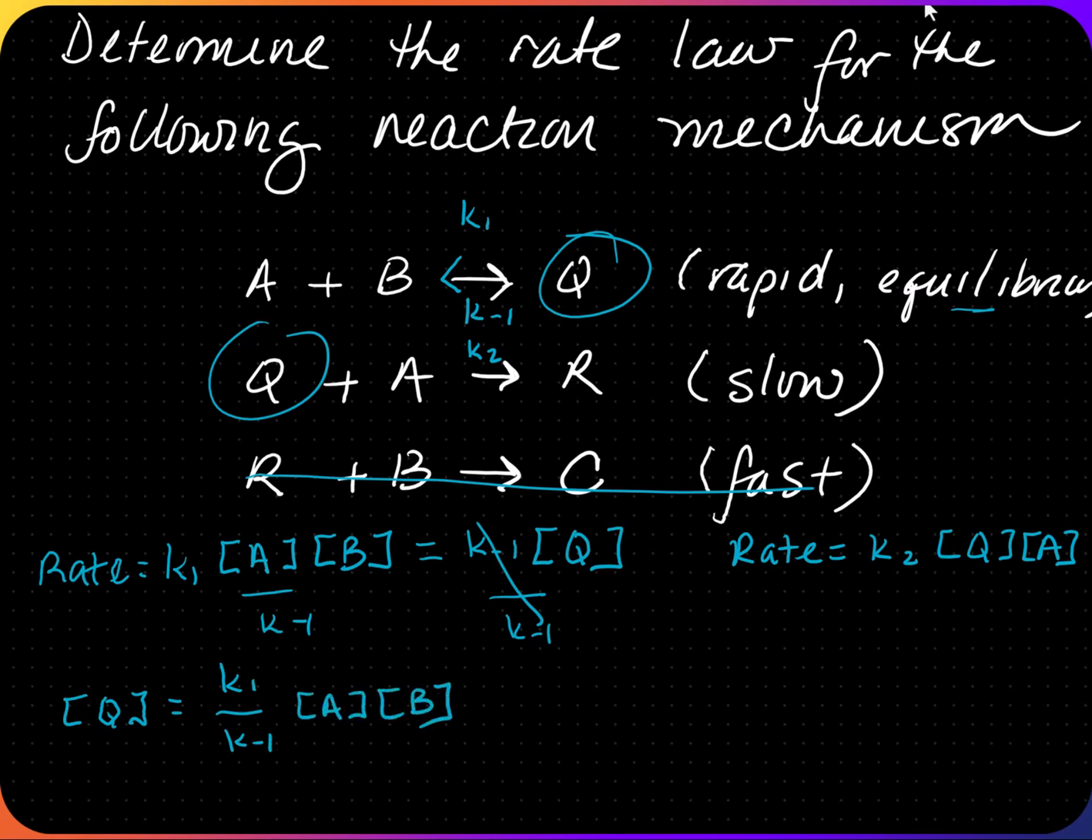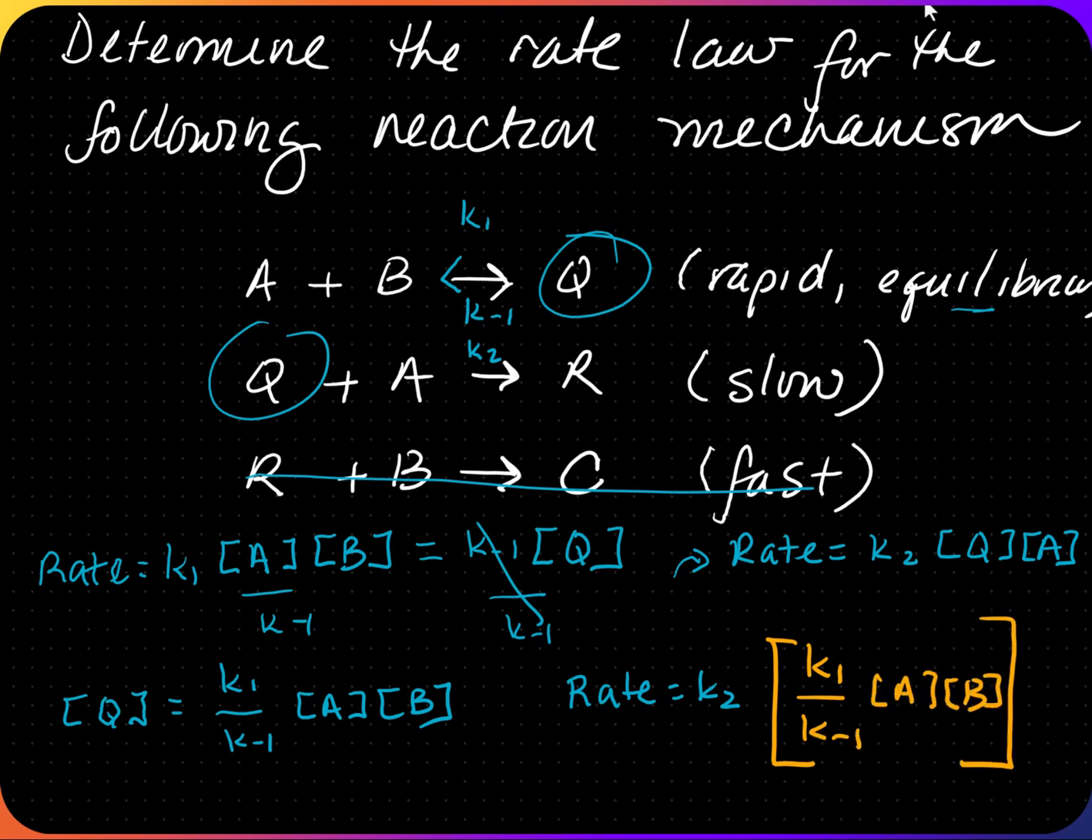Now what I'm going to do is substitute this into the rate equation from step 2. So that's going to be rate equals K2 times Q. And what is Q equal to? Q is equal to K1 over K minus 1 times A times B. What I did was for this Q, I solved for Q using the first step equation, and I substituted in for Q. So what we have here is 2 equations, 2 unknowns, and this has to be multiplied by A. Now I'm going to clean this up.